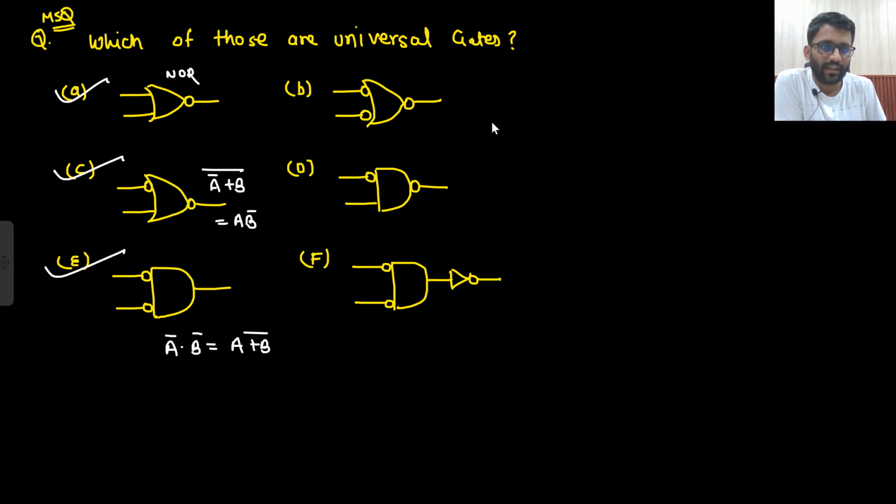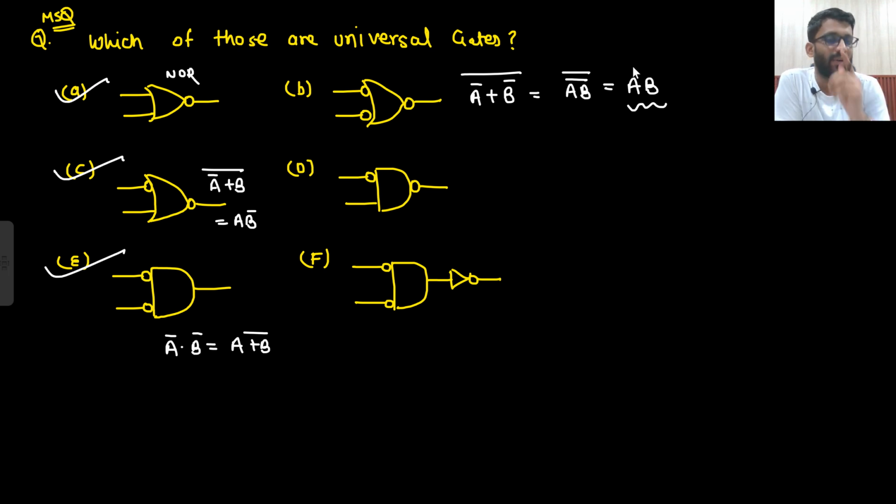What about this one? What do you think? Is this a universal gate? Let's try. A bar plus B bar and then whole bar. So what would that be? AB bar bar, so that would be equal to AB. So here in the final expression you are not getting a NOT response. Inverter is not there. Just by looking at the bubble you cannot say it will be a universal gate. You need to see the final expression. In the final expression you are not getting a bar there. So that is not a universal gate.